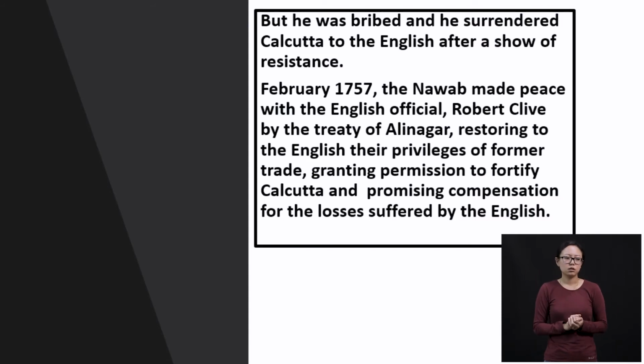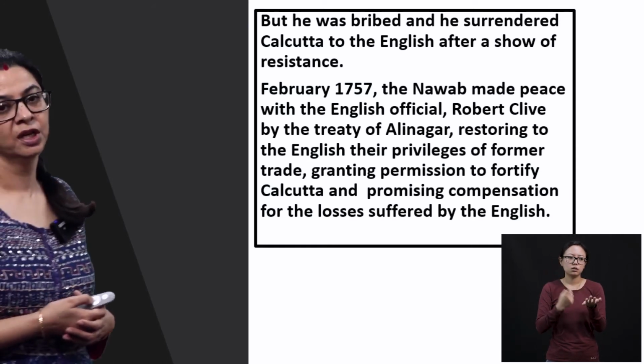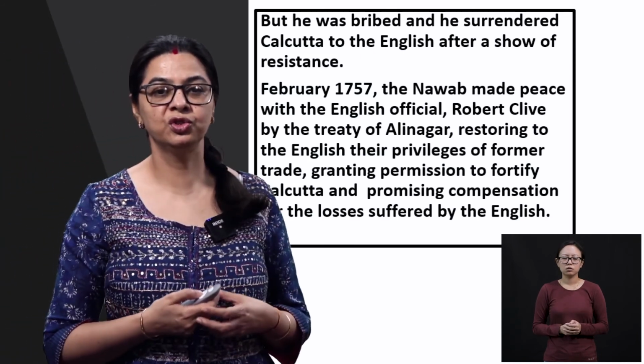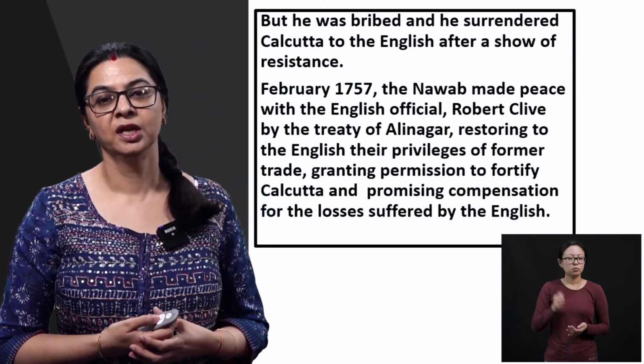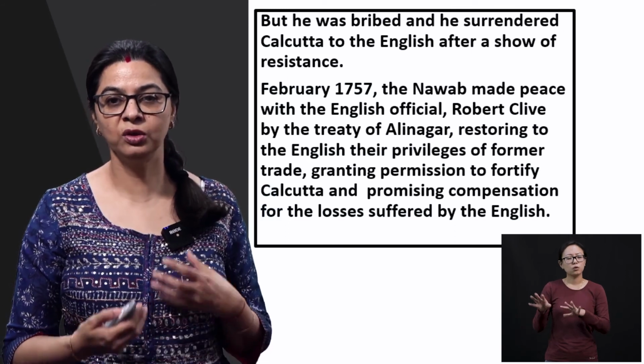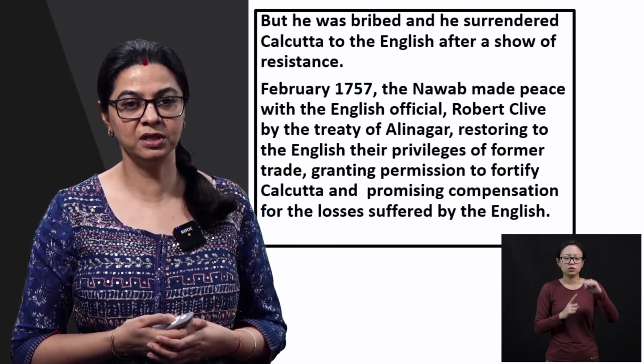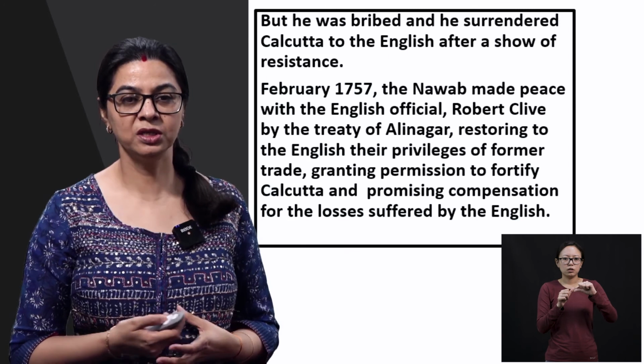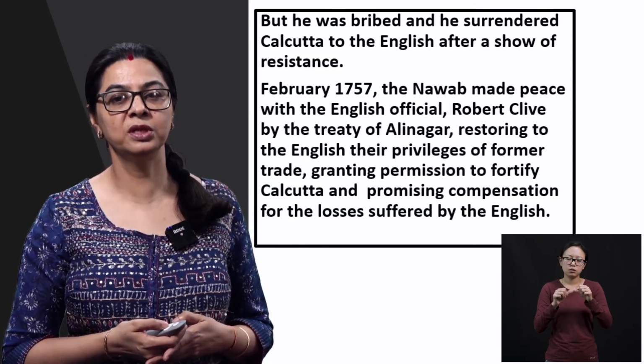This treaty also promised compensation for the losses suffered by the English. So whenever the war happened, whatever losses due to trade or due to war happened, this treaty said that all the losses will be compensated by Bengal. So it is a famous treaty of Robert Clive.